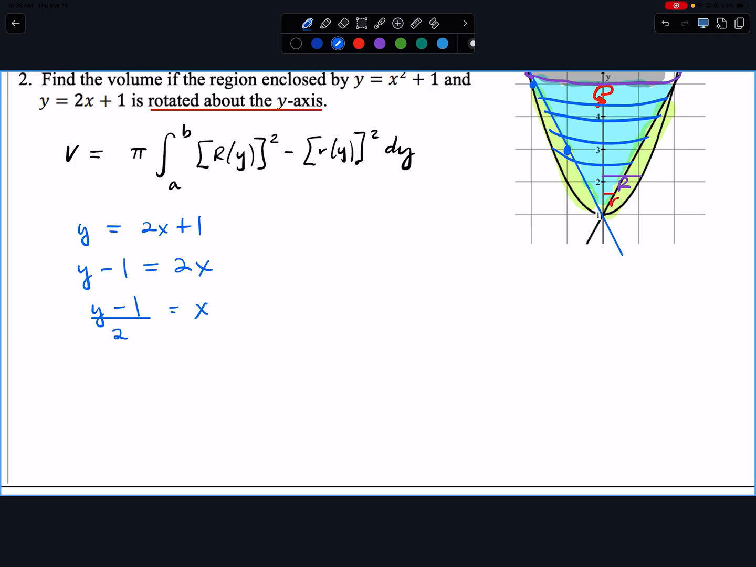For the other function, y is equal to x squared plus 1. Subtract 1 from both sides. Take the square root. Technically, it should be plus or minus, right? But since we're looking at this region right here, do you see how this is on the positive side? So I'm going to take the positive square root. Remember, the parabola was big R, so this is going to be big R of y, and that's going to be little r of y.